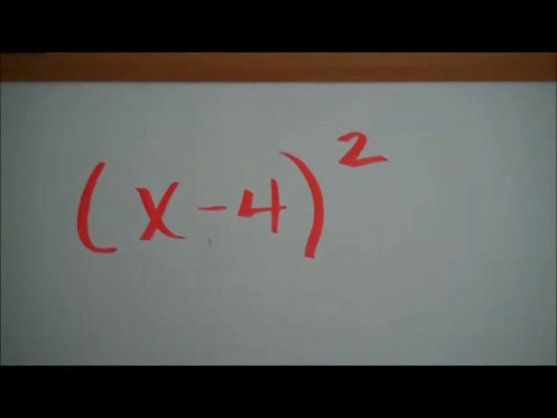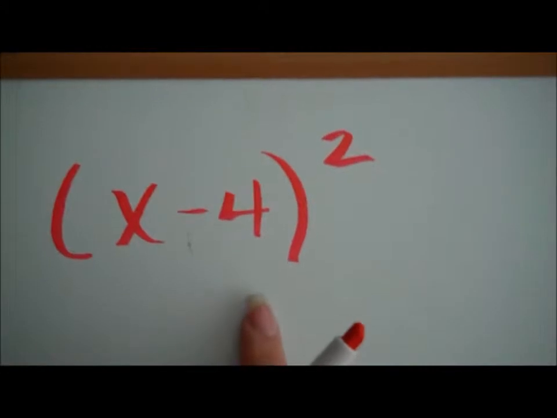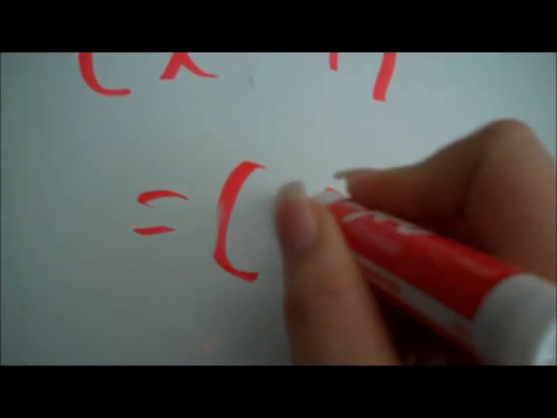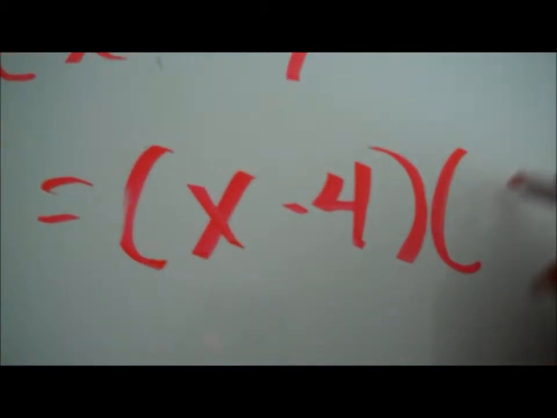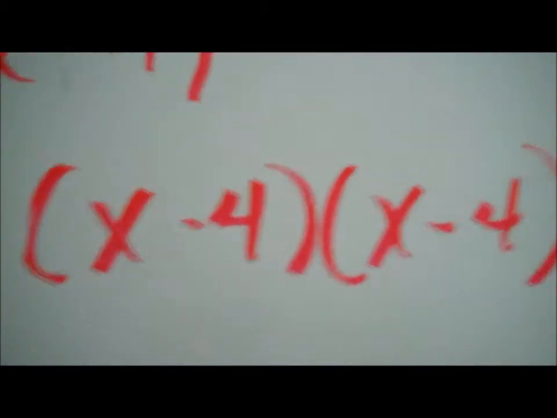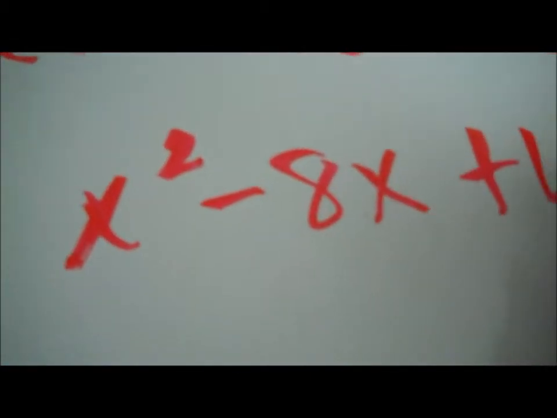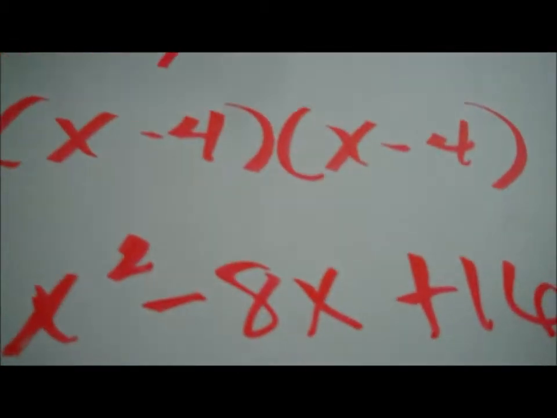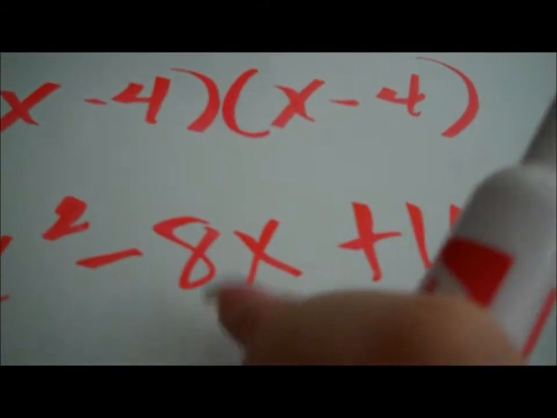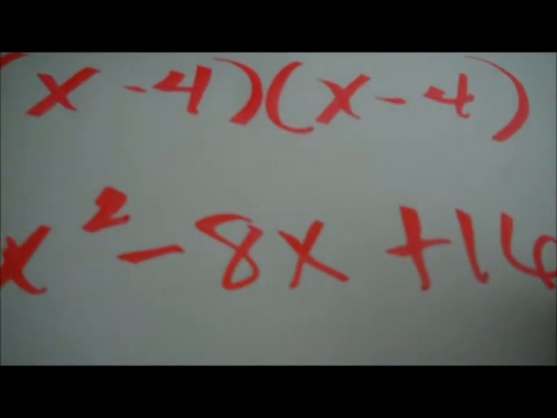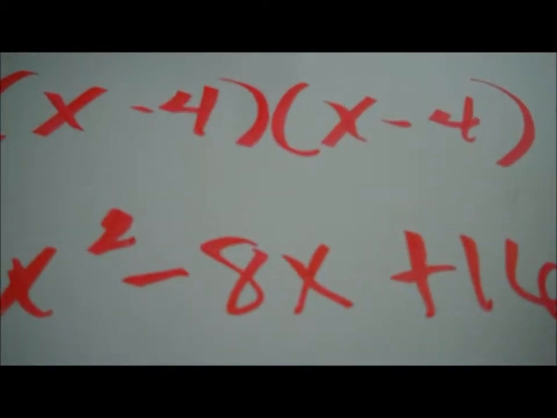If we look at a function that is a binomial like this, x minus 4 quantity squared, again, that would be the quantity of x minus 4 times the quantity of x minus 4. When we would multiply this out, we would get x squared minus 8x plus 16. So my question is, how can we get from the negative 8 to the positive 16 using our beginning here?